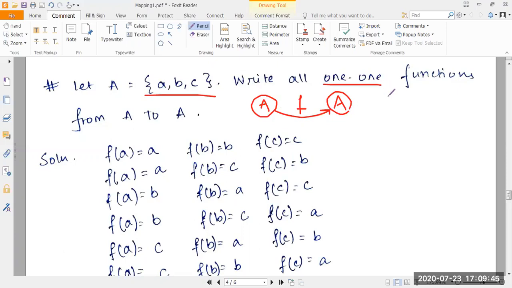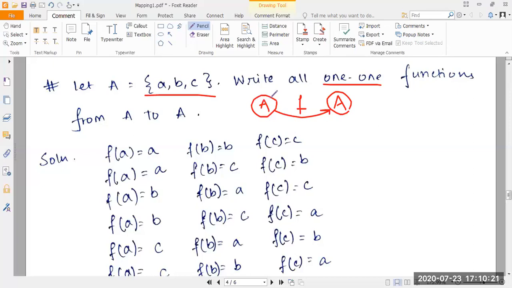So let's define 1-1 functions once again. I have defined them in part 1 of this set of videos on mappings and functions. I will do it again today. A mapping or a function from A to A is said to be 1-1 or injective, or an injection, if different elements of A have different images in A. So if A is the domain set and A is also the codomain set, then we cannot have two elements which are mapped to the same element.